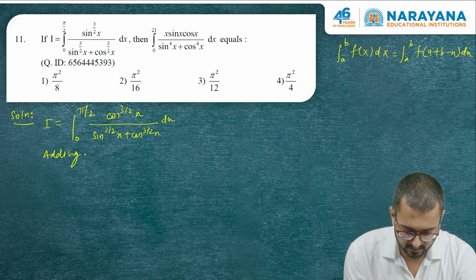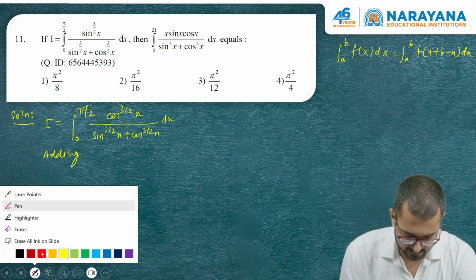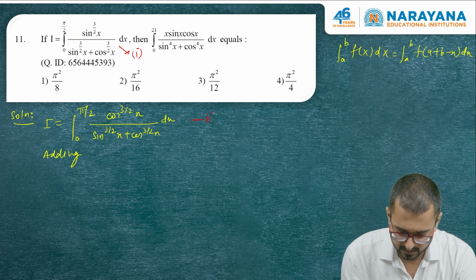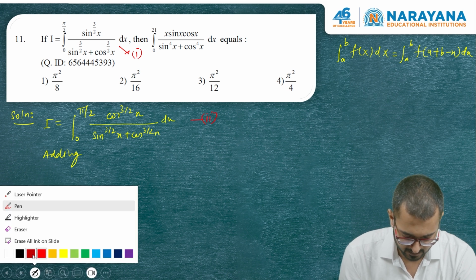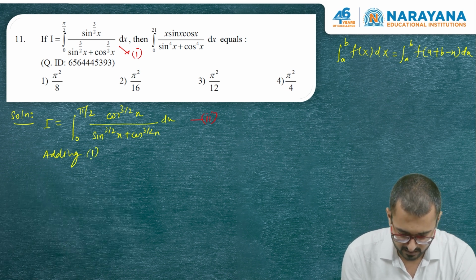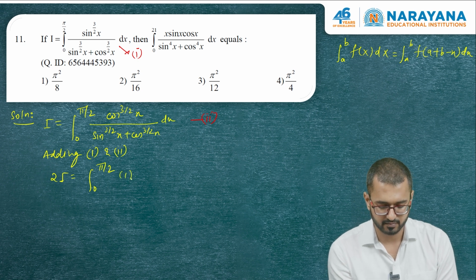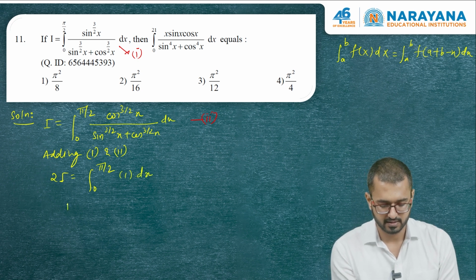So adding both I means this is my 1 and this is my 2. If I add 1 and 2, I'll be getting 2I is equal to integral from 0 to pi by 2, and this part gets cancelled completely. So I get I equal to pi by 4.